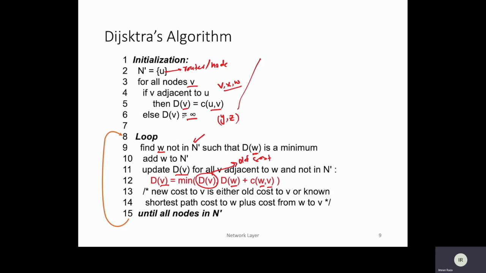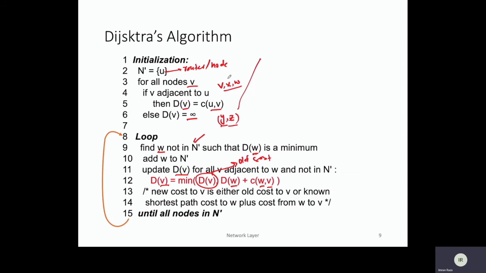And if the nodes are not adjacent, meaning not directly connected with U, which is true for Y and Z, then the cost in the initialization step is infinity. Then we enter a loop, and we try to find a node not in N such that the cost to reach that node from U is minimum.